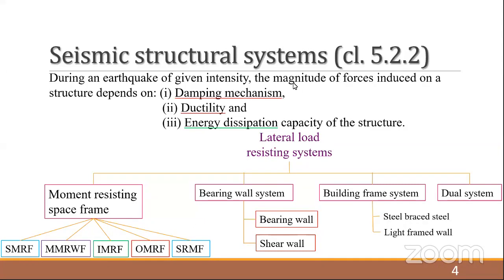So when you look at ductility, it goes hand in hand with stiffness. Stiffness is also a measure of how much force is required to deform a building by a certain amount.